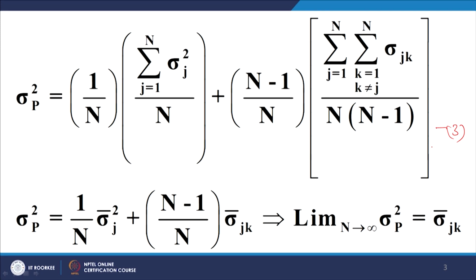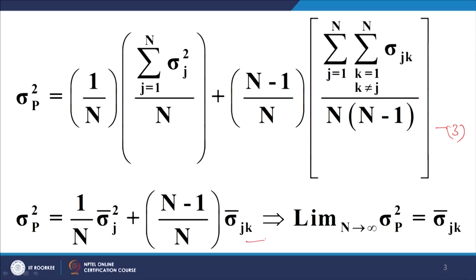And I have divided the sum of all the covariances by n into n minus 1. Of course, sigma i j will always be equal to sigma j i. So, we have n into n minus 1 divided by 2 distinct covariances, although the total number of covariances will be n into n minus 1, but pairs sigma i j and sigma j i will be equal to each other. So, let me repeat what we have here in the second round bracket of the first term, we have the sum of all the individual variances divided by the total number of securities, and in the second term we have the sum of all the covariances divided by the number of covariances.